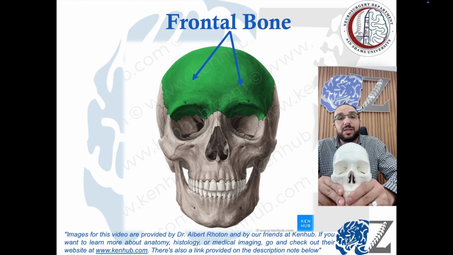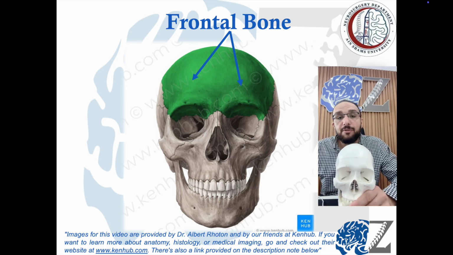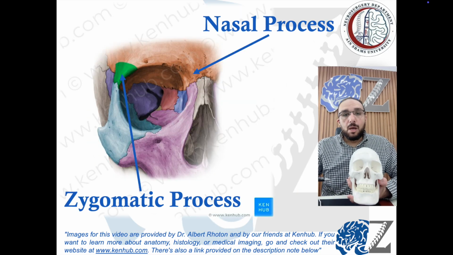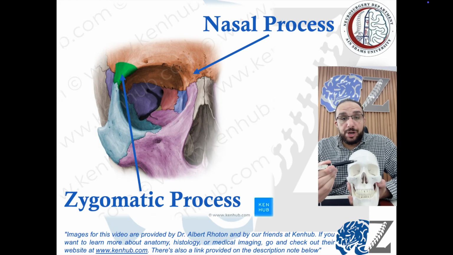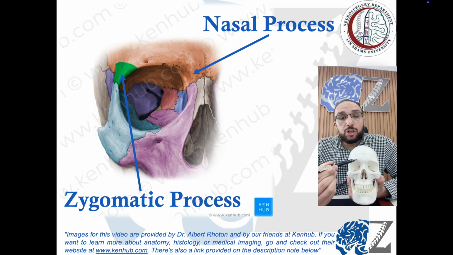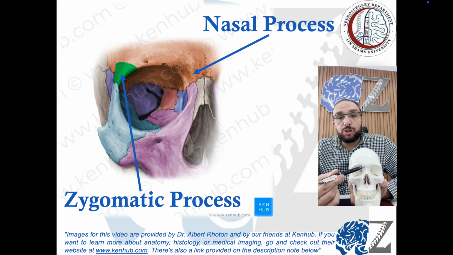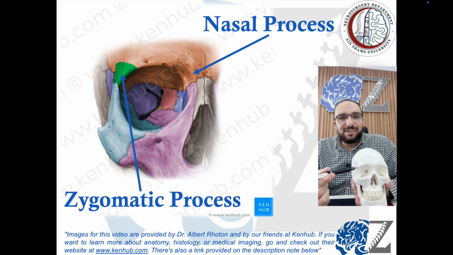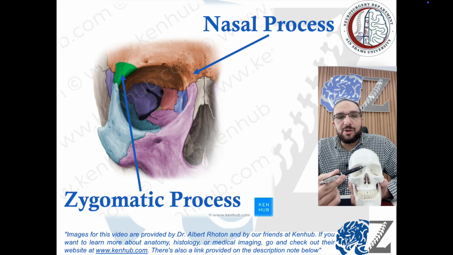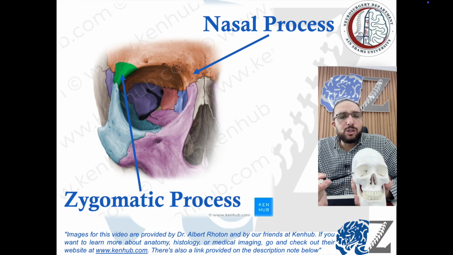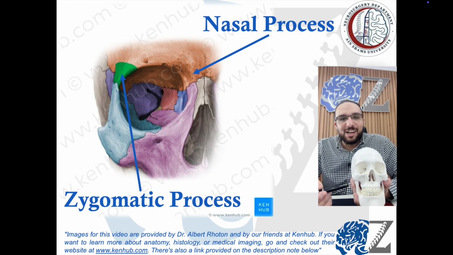What else can you see here if you look at the frontal bone from the front? As we go downwards, you'll find that the frontal bone just curves around the orbit, forming two protrusions around the orbit, a medial protrusion and a lateral protrusion. Let's call them processes. We have a medial process here and a lateral process here. But what are these processes going to do? They are going to fuse with other bones in the skull.